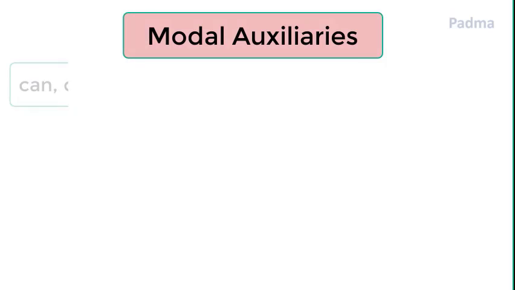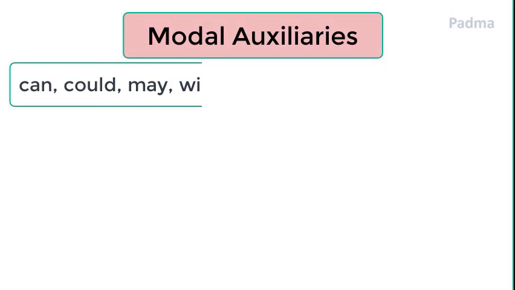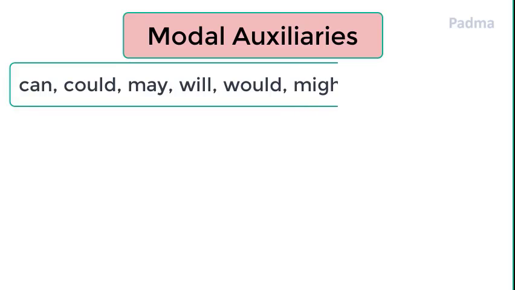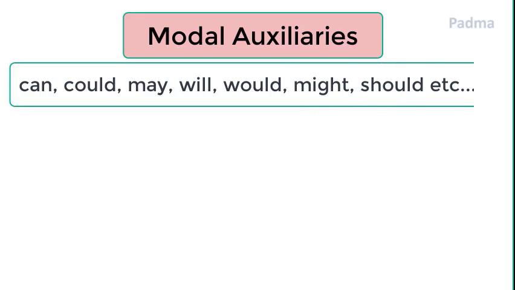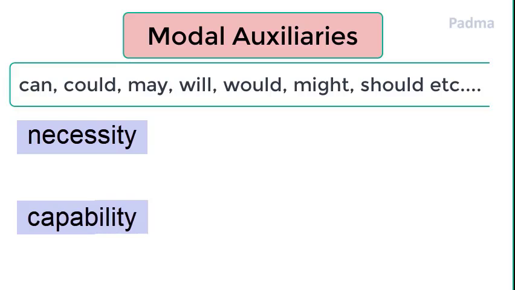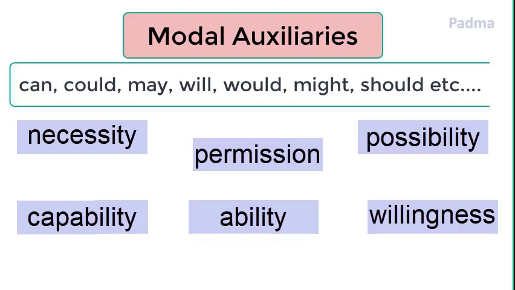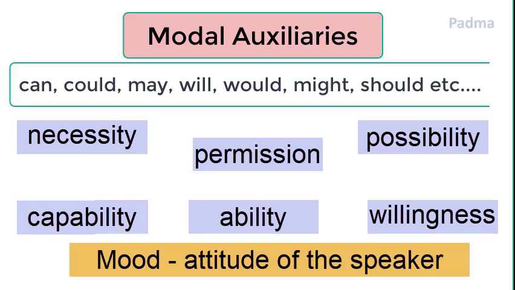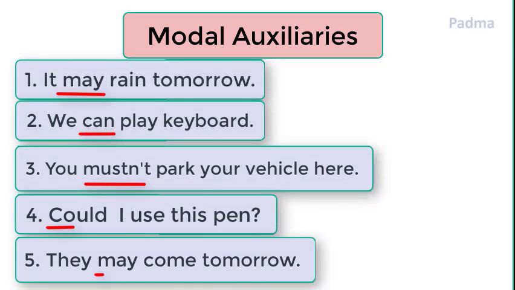Modal auxiliary verbs are can, could, may, will, would, might, should, etc. They are used to express necessity, capability, willingness, ability, possibility, etc. They show the mood of the speaker, that is, the attitude of the speaker. Here are a few examples. It may rain tomorrow. We can play keyboard. You mustn't park your vehicle here. Could I use this pen? They may come tomorrow. Thus, to express our willingness, necessity, ability, etc., we use modal auxiliary verbs.